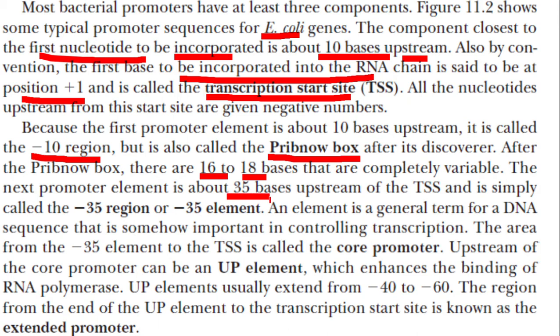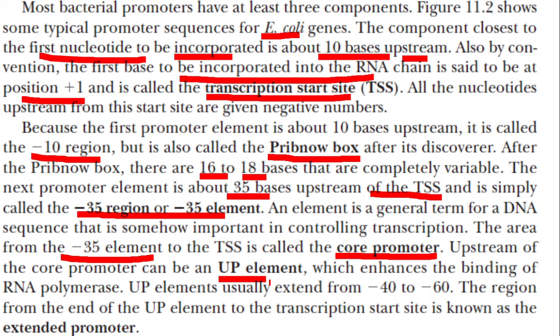Upstream of TSS means -35. You see here, -35 element. An element is a general term for a DNA sequence. It is somehow important. So this -35 element is said to be core promoter. Upstream of the core promoter can be an element called UP element, which enhances the binding of the polymerase. This UP element is -40 to -60.